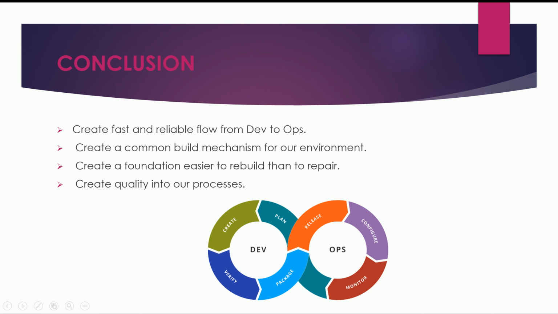So in conclusion, hopefully we covered creating a fast and reliable flow from development to operations. We covered creating a common build mechanism for our environment, creating a foundation that's easier to rebuild than to repair, and creating quality in our processes. And this all can be achieved by using version control. I like Azure DevOps. With Microsoft, you can get the teams to work faster and more reliably using this software. And then you can see each team's commits and changes to the code.